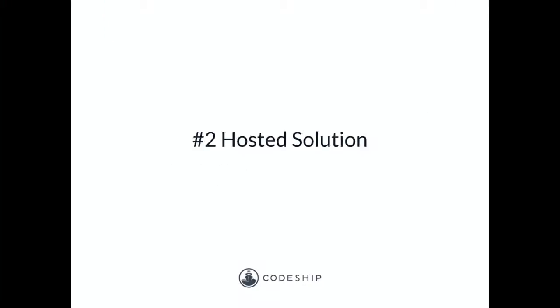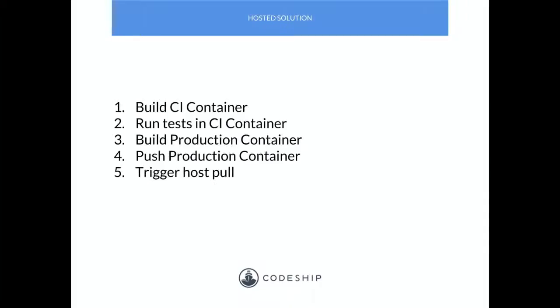So then the next option is doing a hosted solution for continuous delivery. So you'll build your CI container, and then inside that CI container you can run your tests, and now you know that your tests are going to run in that nice environment. Build your production containers, push them, trigger that host pull. And by doing it on a hosted environment, all of your team members can go and look there, and the host will sort of serialize all of your work so that you can all know on the team what's happening.